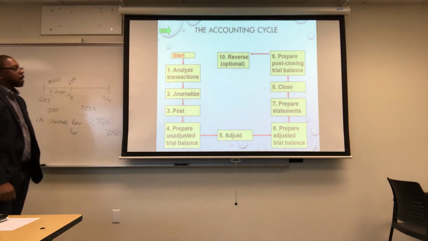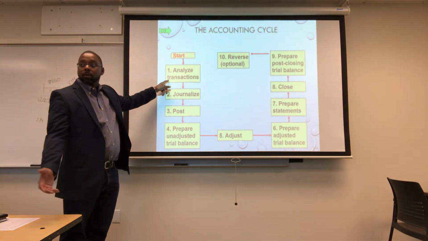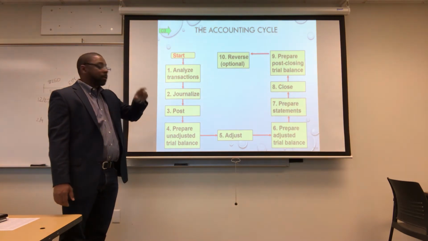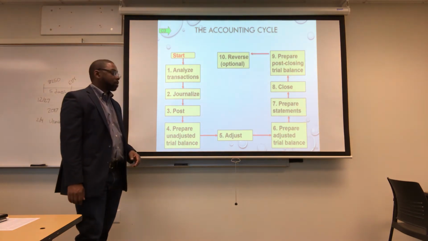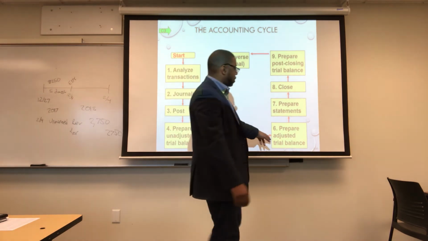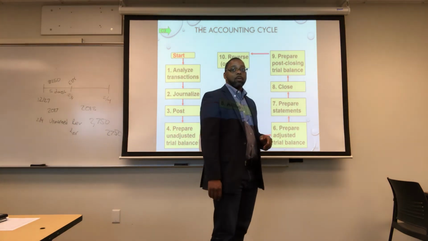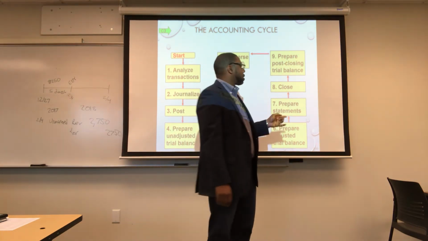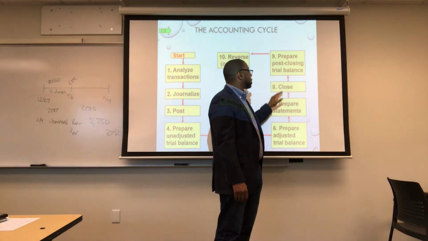At this point, I've taken you from analyzing the transaction, determining if it's material or not, journalizing it, debit and credit, posting it, making an unadjusted trial balance, putting in adjustments, preparing an adjusted trial balance, preparing the financial statements, income statement, statement of retained earnings, balance sheet. The only one we're missing is statement of cash flows, but that's chapter 12.